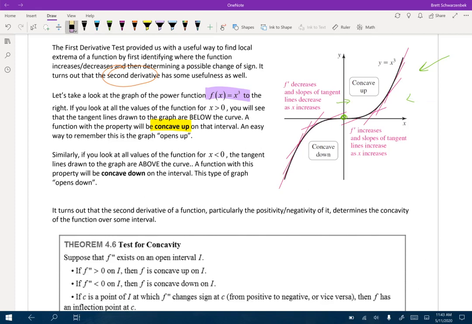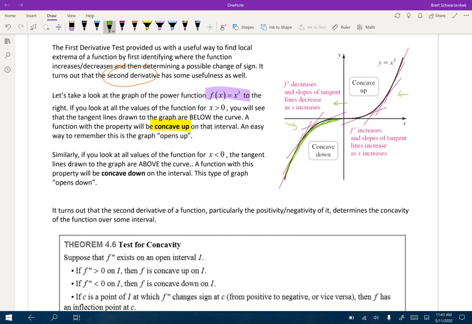When you look at a graph like this, it seems to be opening up, where the piece right there is sort of cupped in the up direction. So that is concave up. Now look at everything to the left side of 0. Look at all the tangent lines. When you draw these tangent lines, where are they physically in relation to the green curve? They're actually above it this time, whereas these were below it.